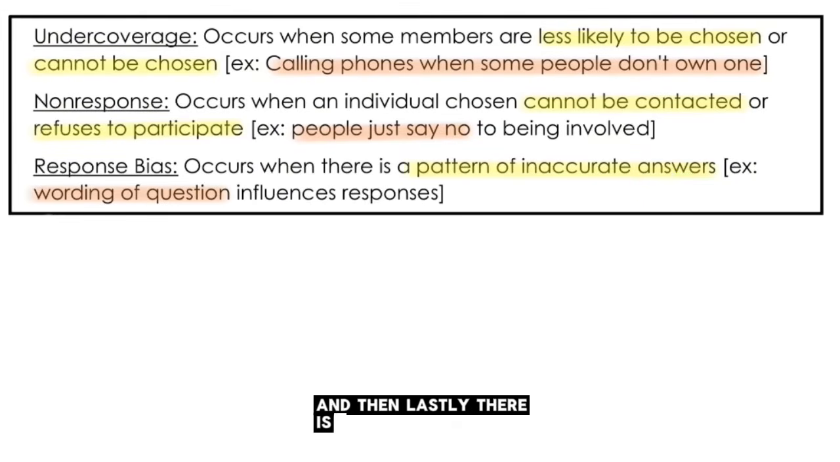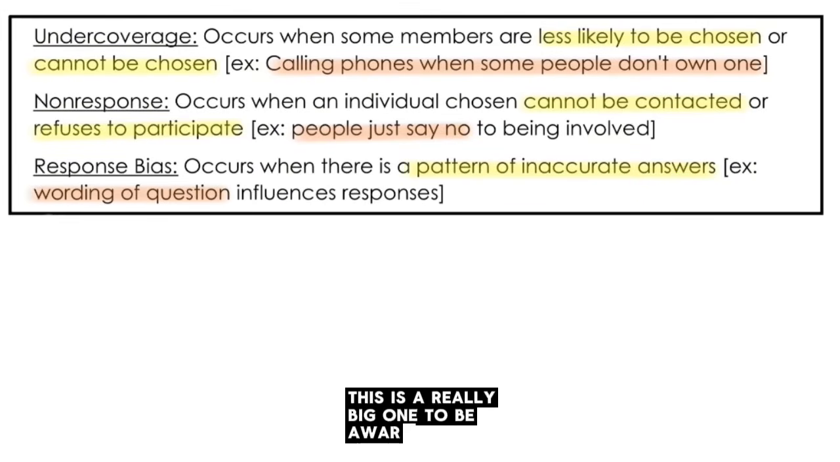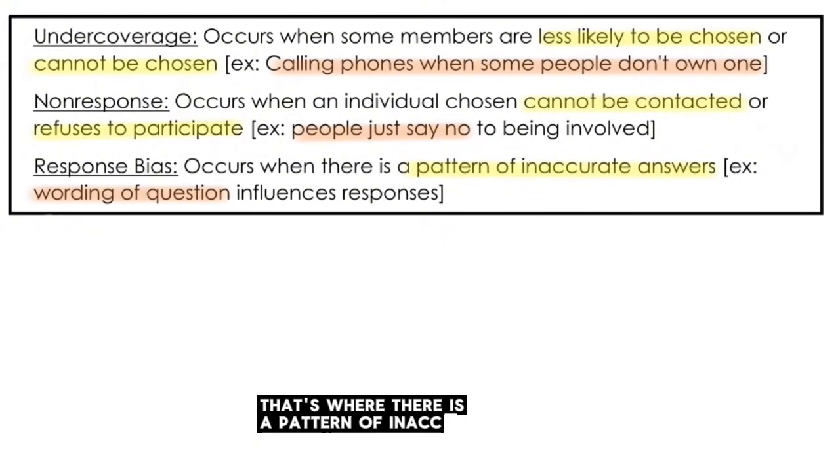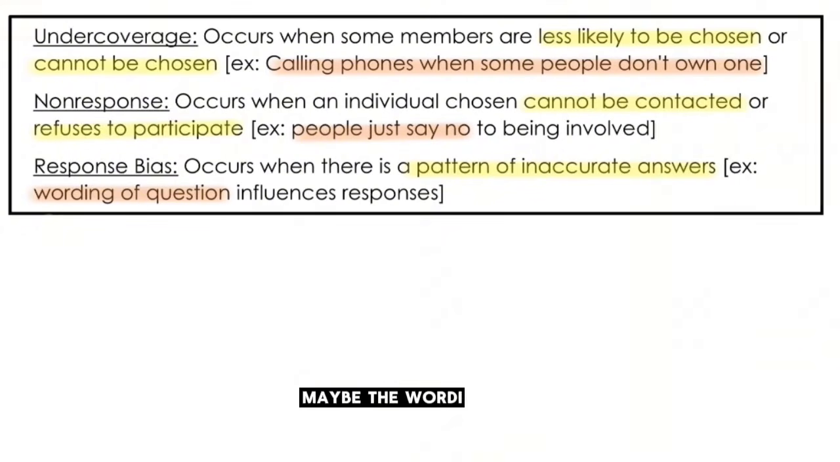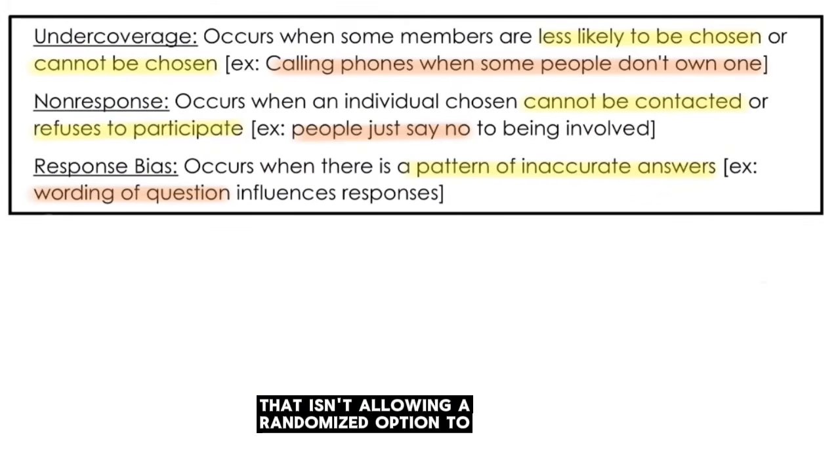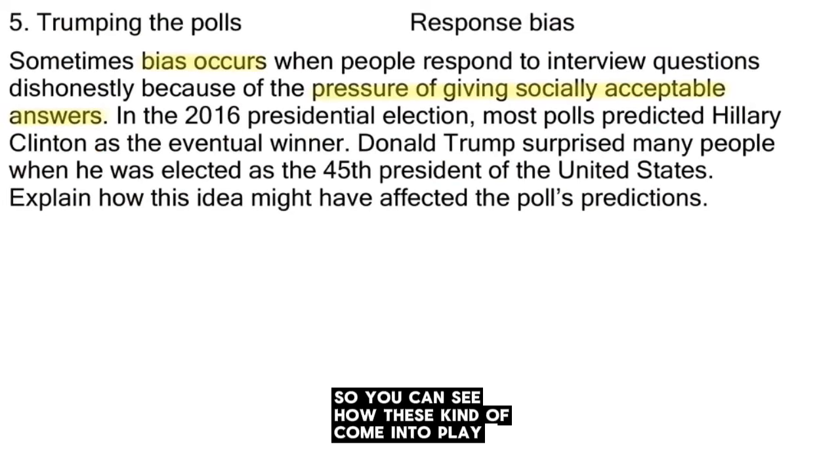And then lastly, there is response bias. This is a really big one to be aware of. That's where there is a pattern of inaccurate answers. Maybe the wording of the survey guides people in a direction that isn't allowing a randomized option to be selected. Let's just take a look at an example so you can see how these kind of come into play.